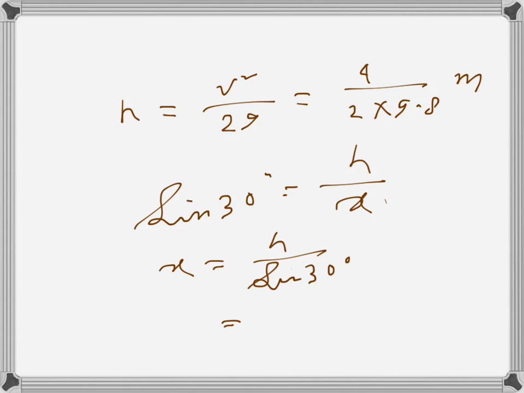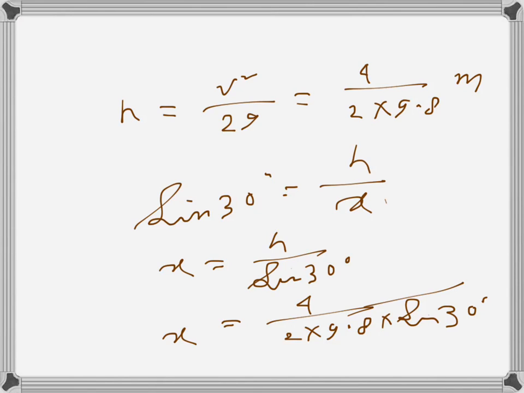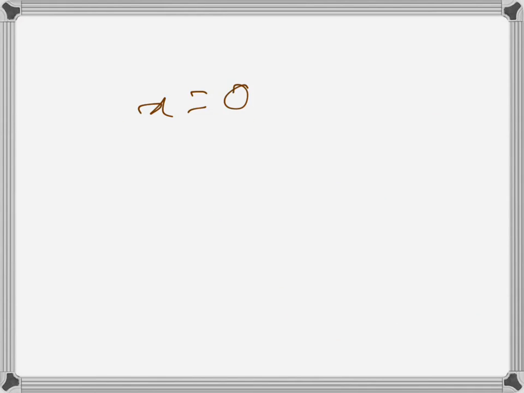So instead of h we can write 4 over 2 times 9.8 times sine 30°. That will be our x which we want to find, so how far it goes basically. Once we plug in the values we get x is equal to 0.41 meters. So that's how far it will travel before it comes to rest, and after stopping for a while it will come down, so the direction will change.